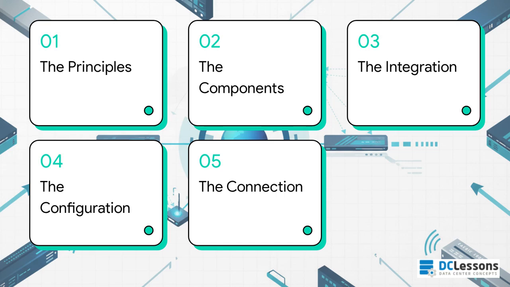All right, so here's our game plan. We're going to start with the fundamental rules of the road, the stuff that makes this whole system tick. Then we'll meet the core components, the main players. After that, we'll get our hands dirty with the hardware integration, set up the network for our users, and then we'll follow a client on its complete journey from connection to roaming.